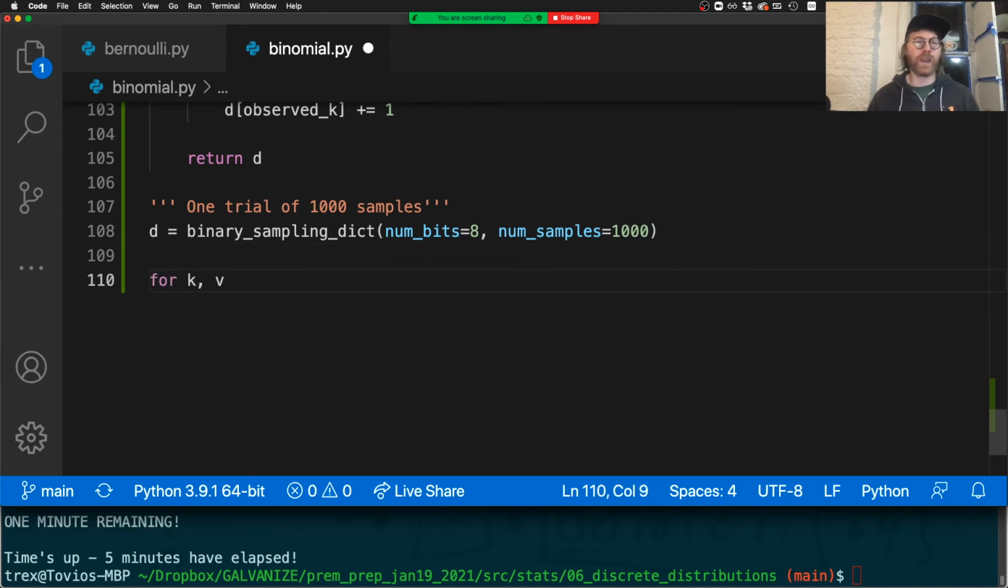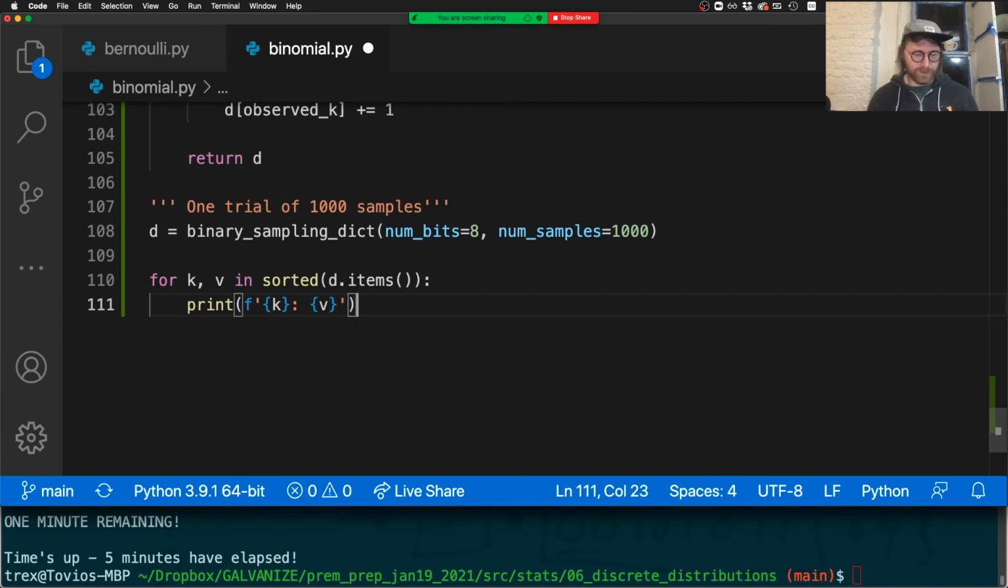And I'll say for key and value in the sorted d.items. I'm sorting this because I don't know which value of k we added first, and I can't guarantee. I just want to see them in order. I want to go from 0 up until 8. So let's print the f string of this, k v, and I think that should work.